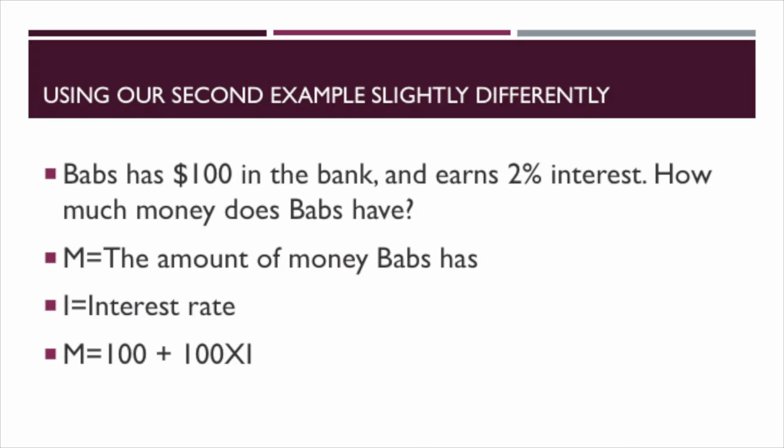So now let's use this second example slightly differently, where we say Babs has $100 in the bank and is earning 2% interest. How much money does Babs have? Well, M is the amount of money that Babs has, and then I is the interest rate, which is 2%. Now in this case, the formula is M equals 100 plus 100 times I, the interest rate.